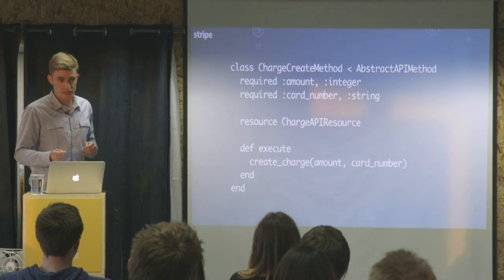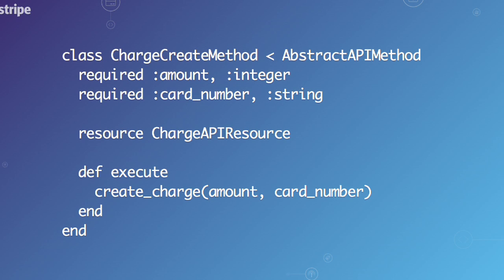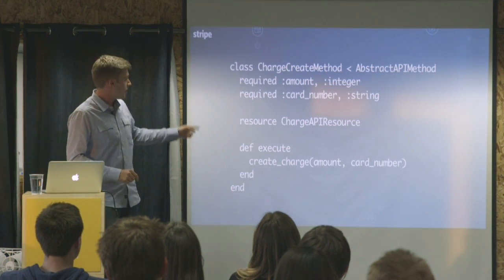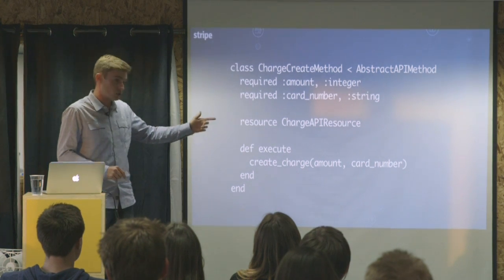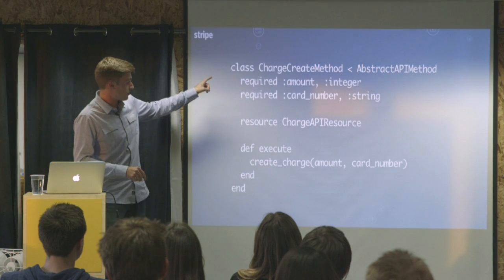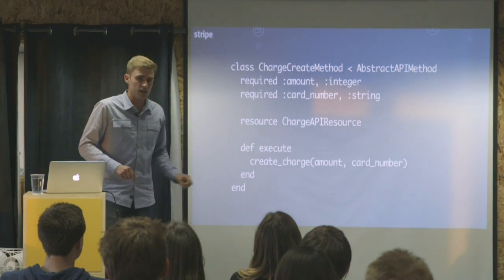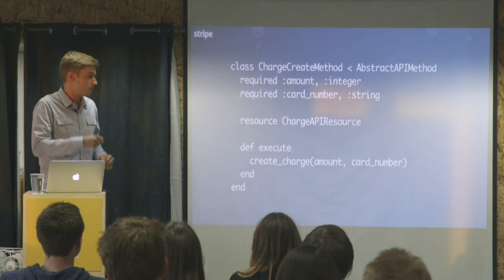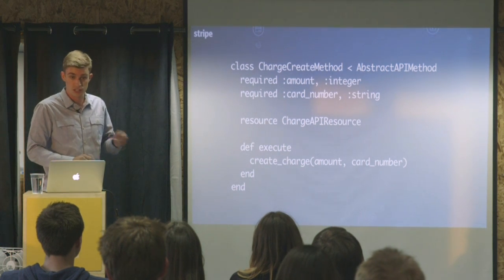What about the actual method that is used to create it? Now this looks very similar in that we're declaring exactly the input that we expect, right? The old method could have taken anything, but now we're declaring up front that when you create a charge, you require two parameters. You require the amount, and it's an integer, and you require the card number, and it's a string. And we say, OK, this method is going to return a charge API resource. So now we know from code exactly what parameters are required and what's being returned.